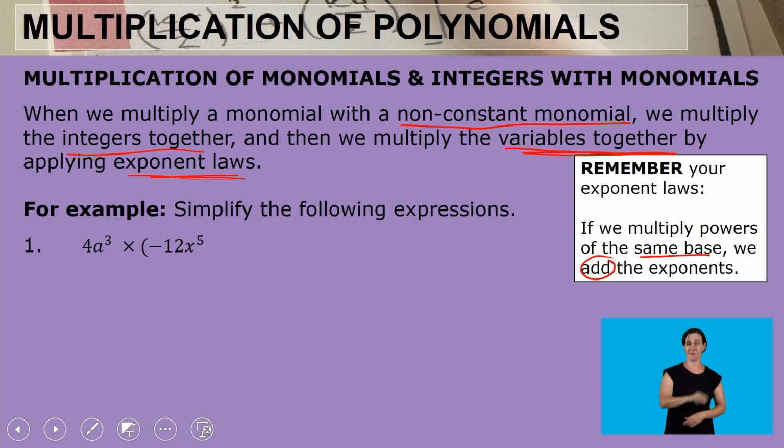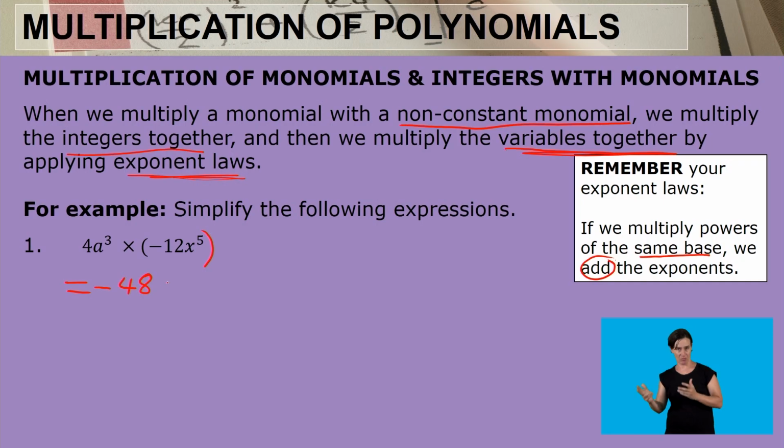We have the 4a cubed multiplied by a negative 12x exponent 5, and we are missing a bracket there, but let's multiply those two numbers. So firstly, we need to multiply the integers together. So 4 multiplied by a negative 12, do you know what that answer is? Yes, it is a negative 48. And then we are also going to multiply our variables together. So there we have the a cubed with the x exponent 5.